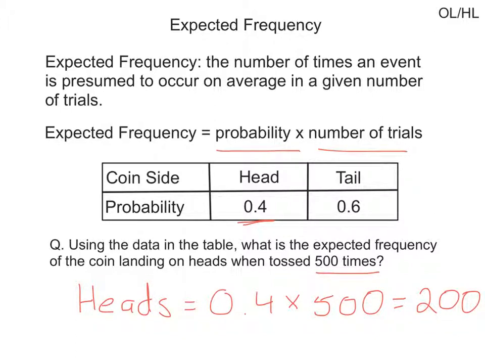The other 300 times the coin would land on tails. We can double check this by calculating the expected frequency of tails. In this case, tails would be 0.6 multiplied by 500, which does indeed give us 300. That concludes our discussion on relative frequency and expected frequency.